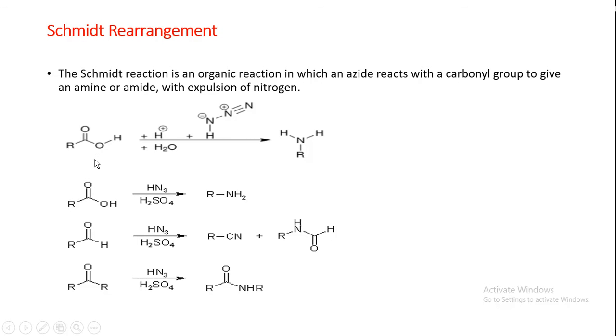These two reactions are the same. Next, this is an aldehyde, so it also has one carbonyl group. With N3H, that means azide, in the presence of acid, it will give RCN, that is a nitrile or cyanide group, or this CONH, that is an amide. Here I have written it may give either amine or amide. Here it is giving amide, CONH. Then take this example of a ketone. It also has one carbonyl group, C double bond O. In the presence of N3H, that is azide, and H2SO4 acidic condition, it will also give C double bond O NH, that means an amide. This is the reaction known as Schmidt rearrangement.